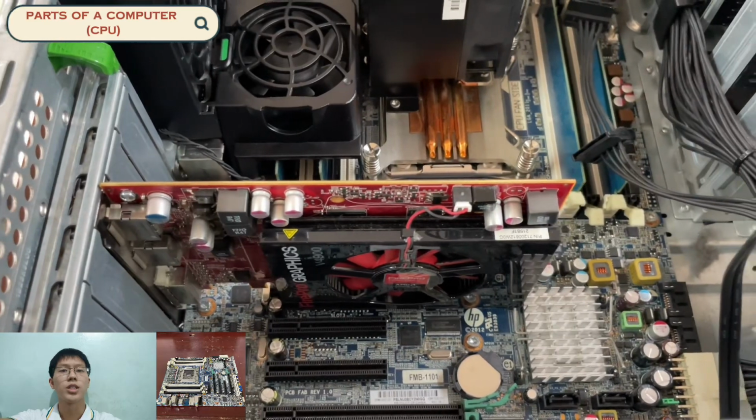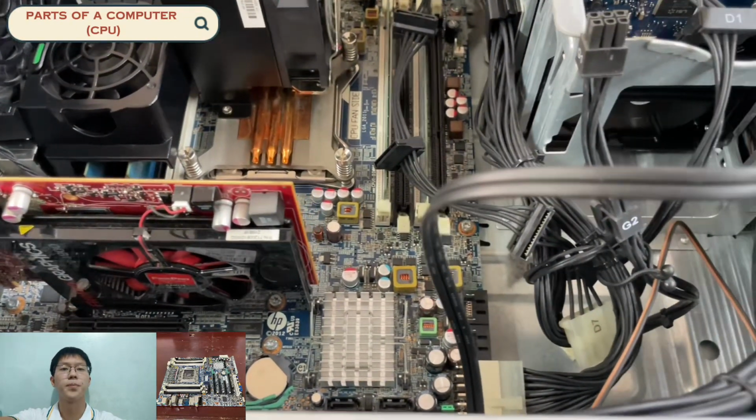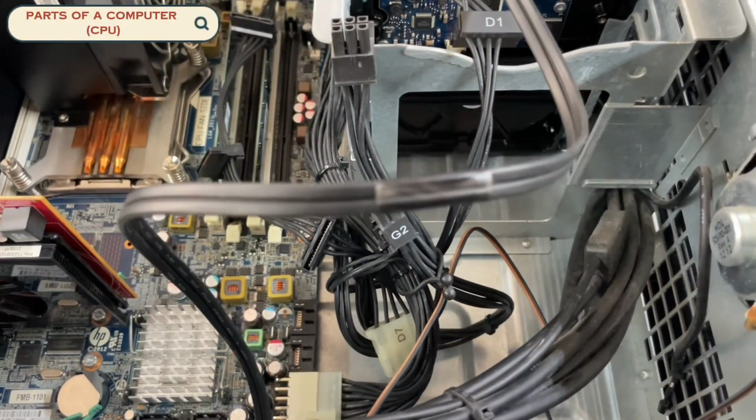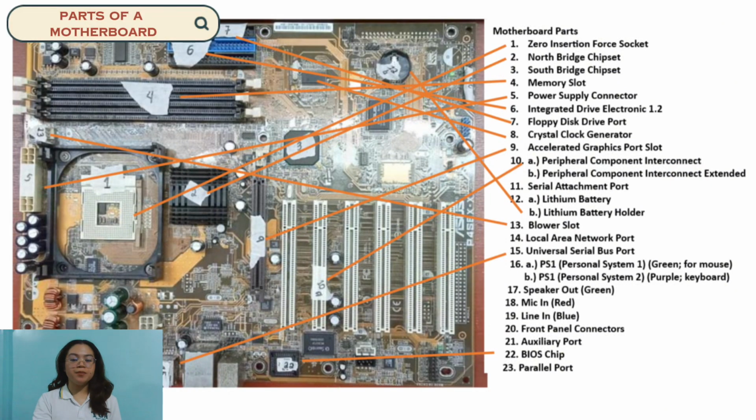A motherboard is a circuit board inside a general-purpose computing system. Now we're going to talk about the motherboard parts and their functions in order. So first, the zero insertion force socket. The main purpose of the ZIF socket is to make it easier to install and remove the CPU without causing damage to either the CPU or the socket itself.